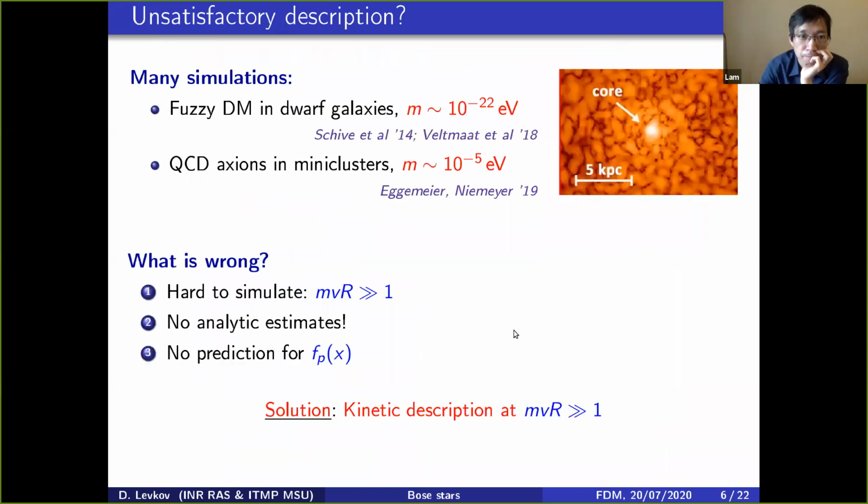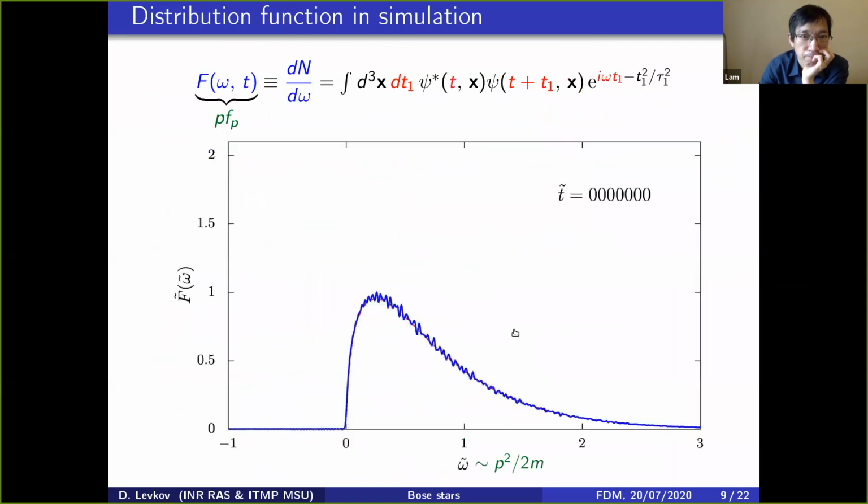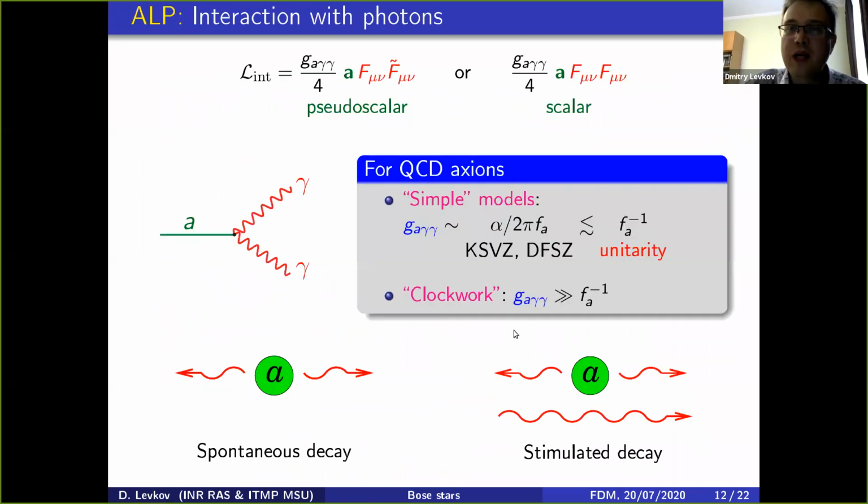I understand. Okay, the second part of my talk will be about the death of Bose stars. This is a good point to recall that usually we include the interaction of axions with photons, and for QCD axions this is just A times F dual, where A is the axion, which is a scalar.